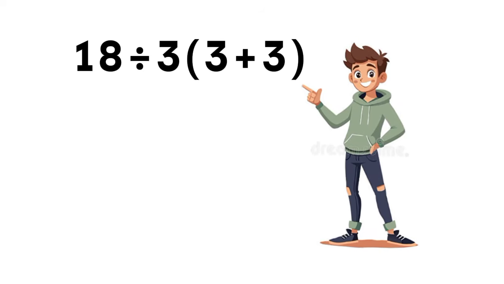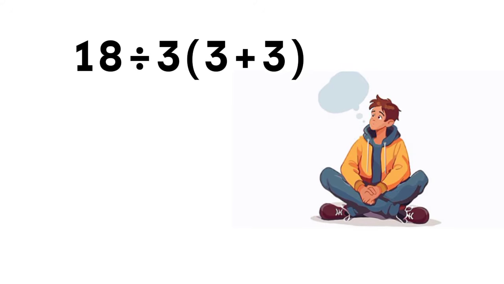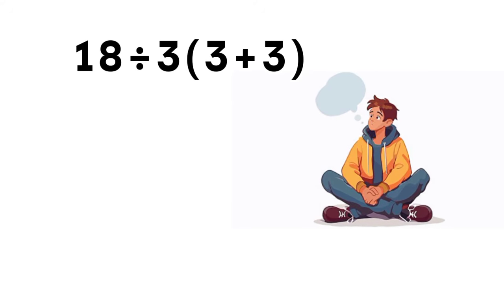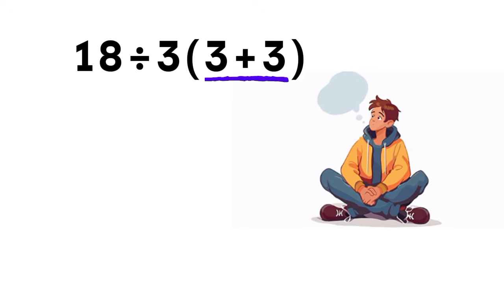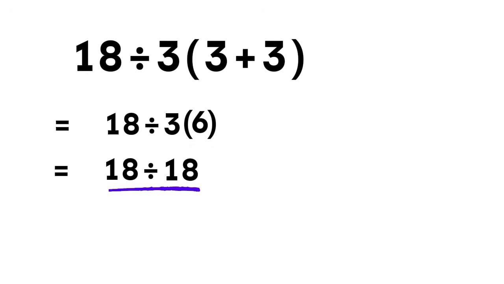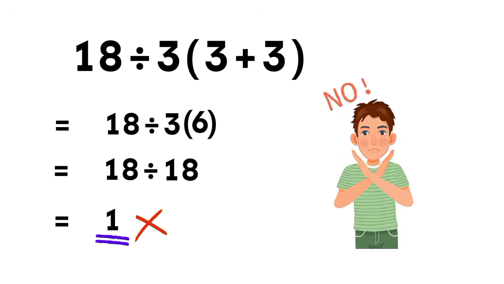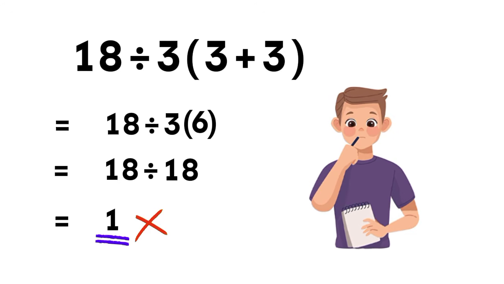Alright, watch this closely, because this is where so many people slip up. Most people see this expression and instantly go, easy. 3 plus 3 is 6. Then 3 times 6 is 18. And 18 divided by 18 is 1. Oh no, that looks smooth, but it's completely wrong, because the order of operations just got destroyed.